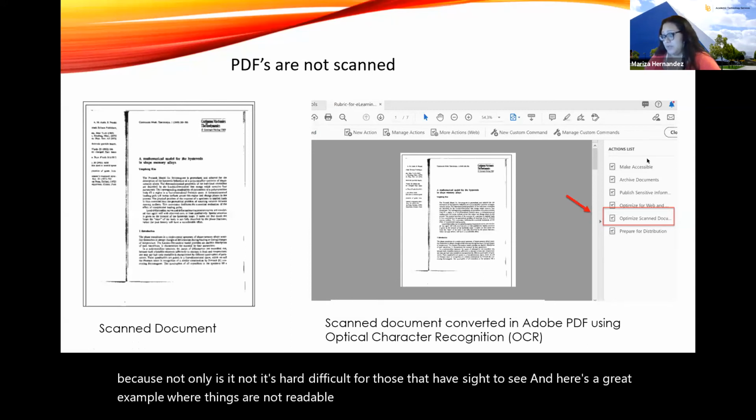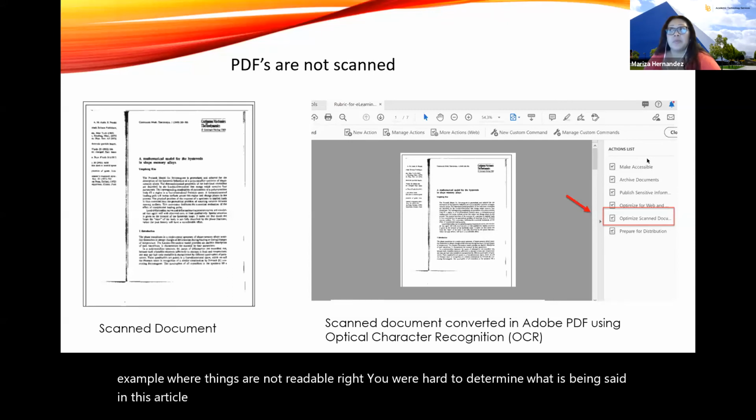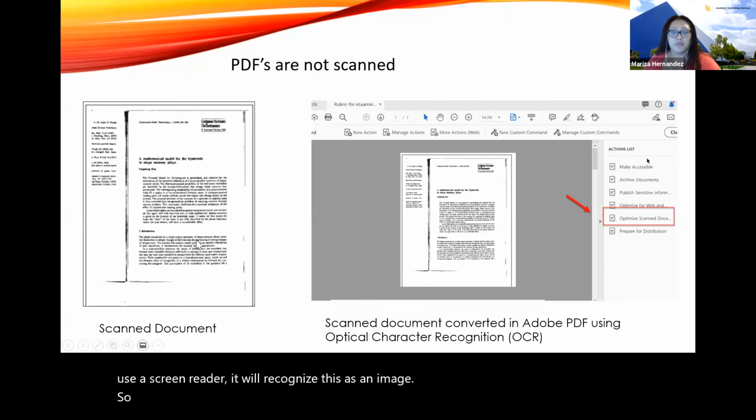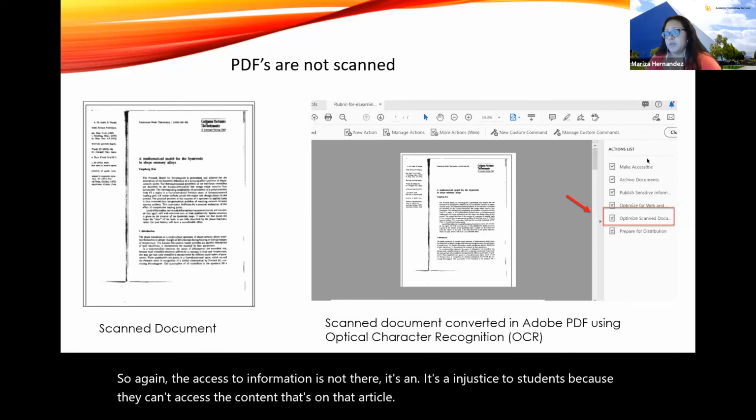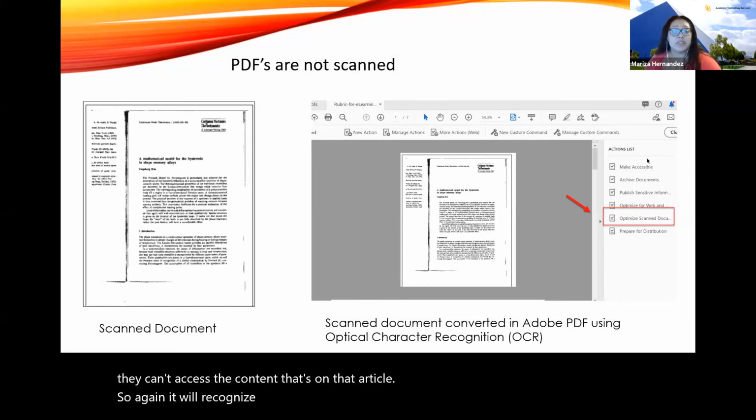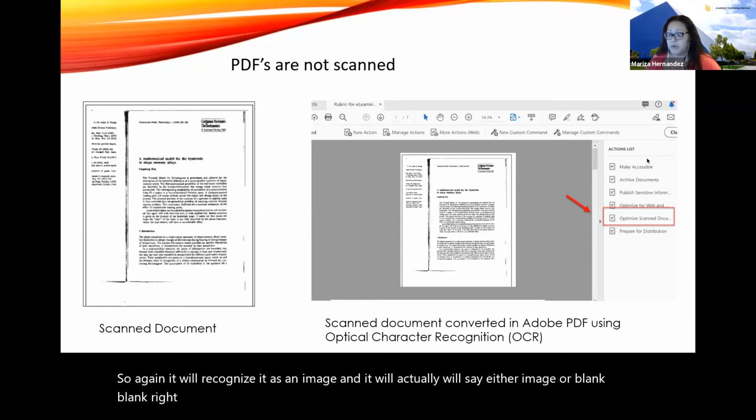It's hard to determine what is being said in this article, but most importantly, for someone who doesn't have sight and they use a screen reader, it will recognize this as an image. So again, the access to information is not there. It's an injustice to students because they can't access the content that's on that article. So again, it will recognize it as an image, and it will say either image or blank, right? That's how the screen reader announces this document.